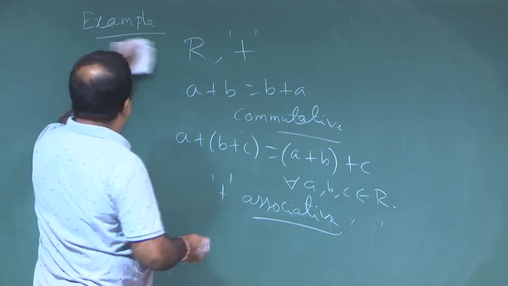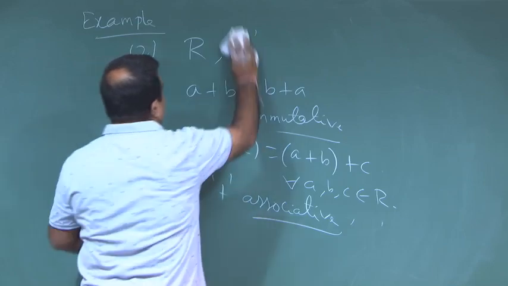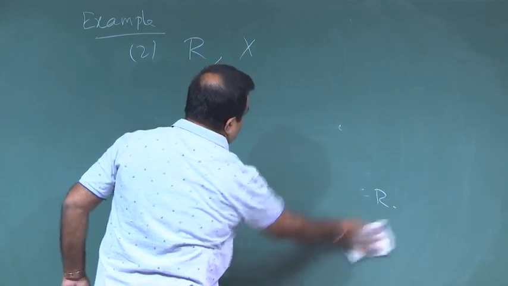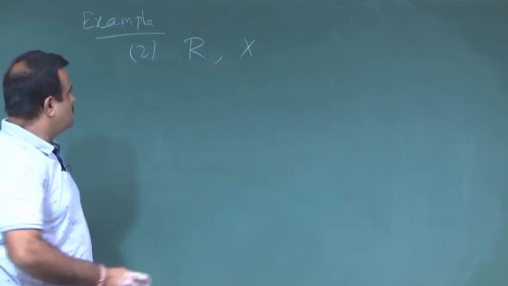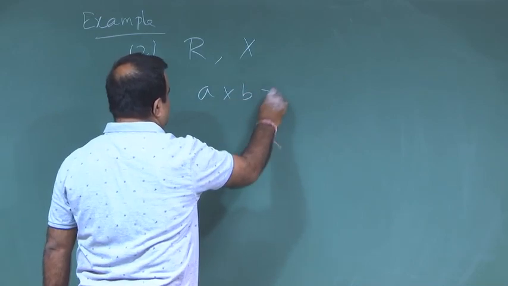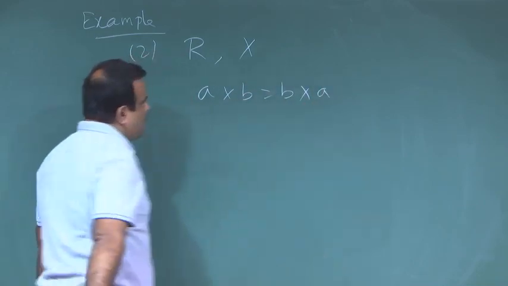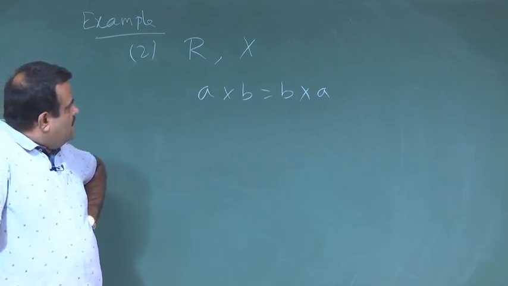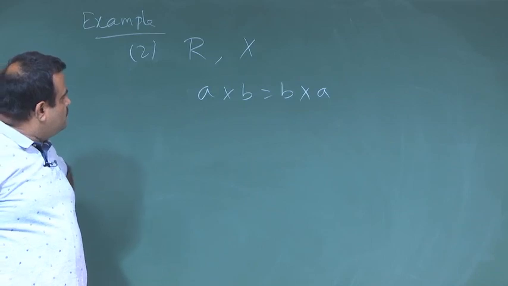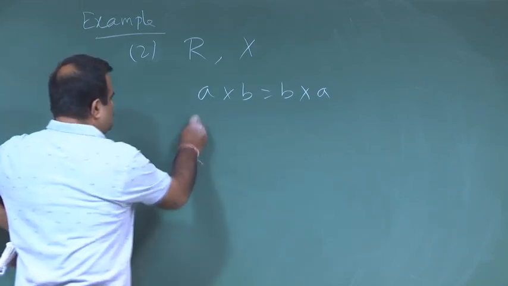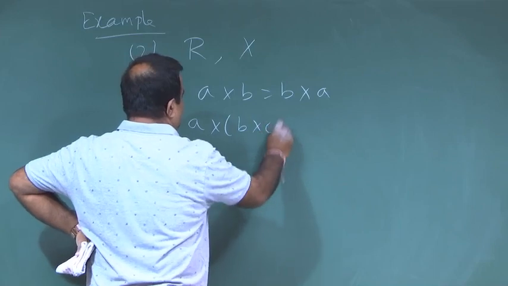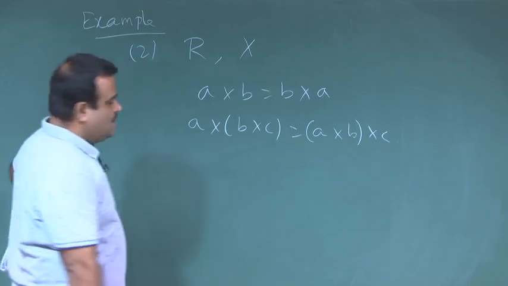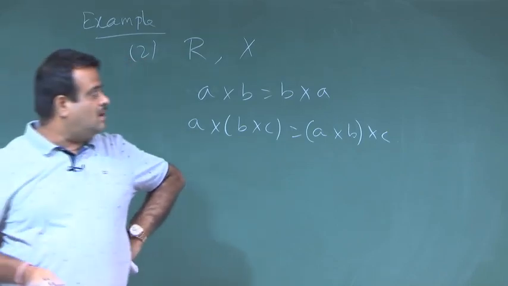Similarly, if we have say dot, multiplication, real number multiplication. This is also commutative because A dot B is equal to B dot A. And associativity is also there, (A dot B) dot C is equal to A dot (B dot C). Okay. So, this is also associative.